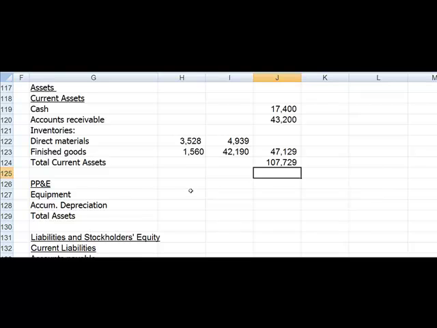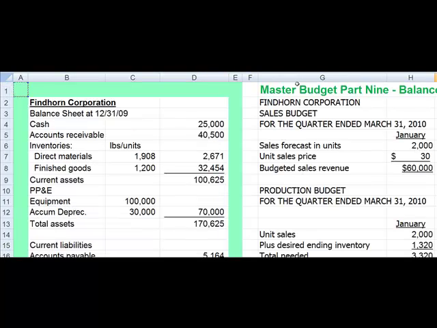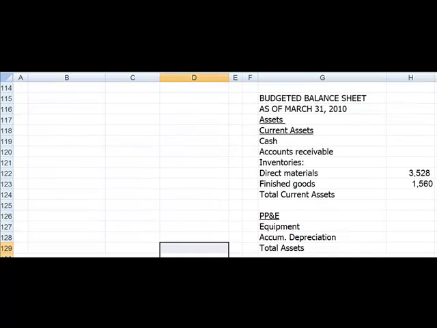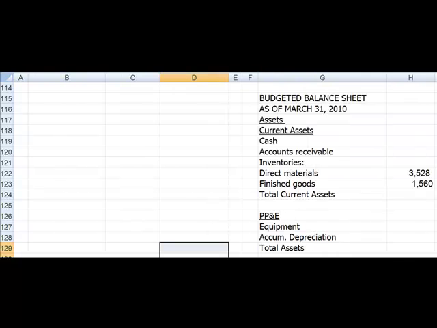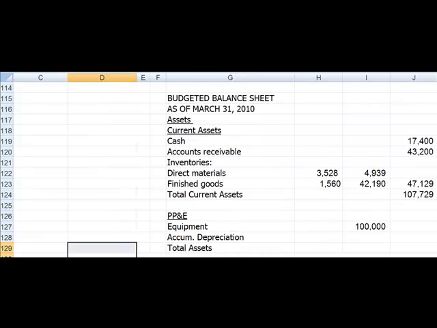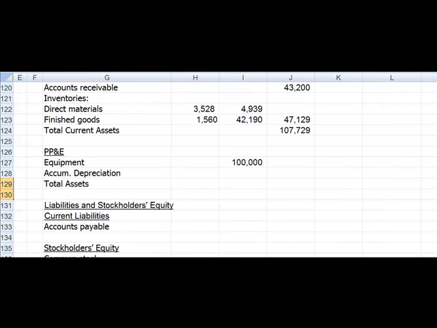Now then, equipment. Normally, we might be purchasing some equipment. Now, in this master budget, we didn't purchase any equipment. So all we have to do is go back up to our balance sheet and pick up our equipment that we had at the beginning of the quarter. If we had purchased any, we could then add it to that. But since we didn't purchase any, our equipment is going to be the 100.